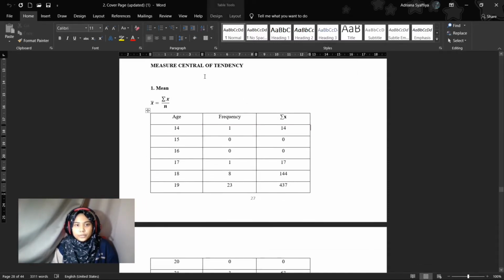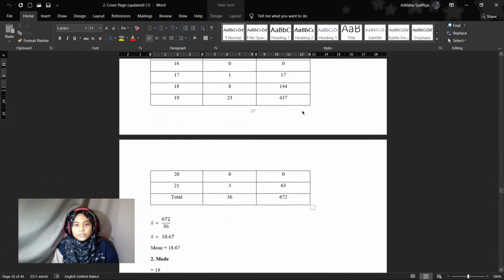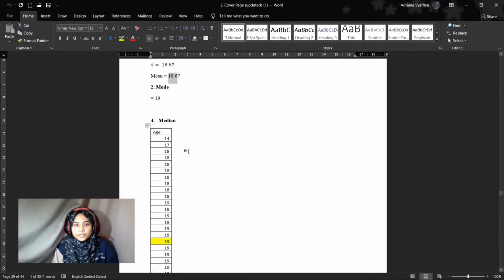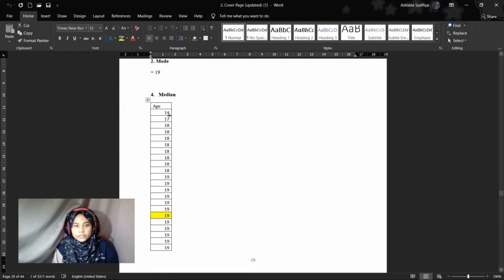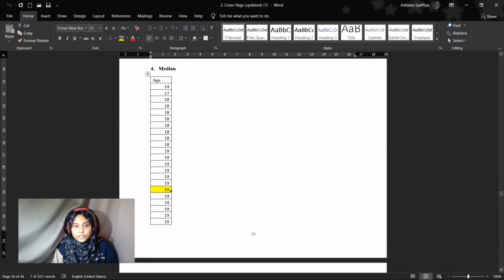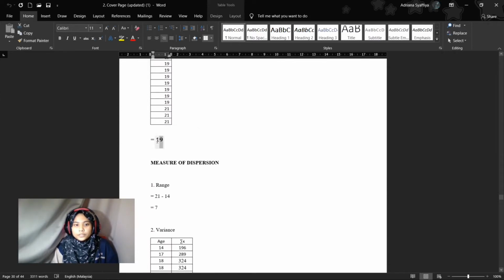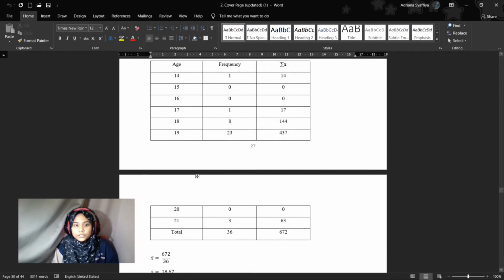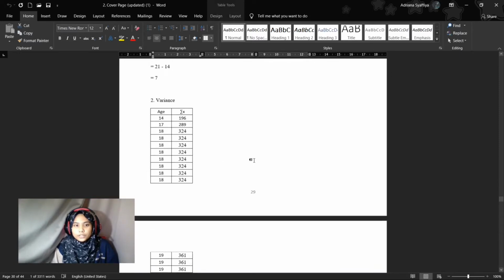Like before, this is the bar chart. Okay, this is where we calculate the mean for the survey respondents' age, and then we got the mean here, the mode here, and then the median. We sort all the data, and then we got the middle here, 19, and found the median. And then we calculate the range, 21 minus 14, the biggest minus the lowest.